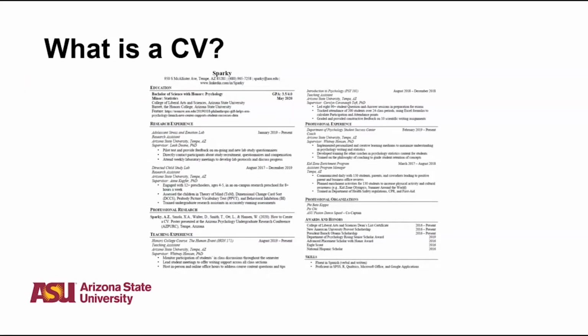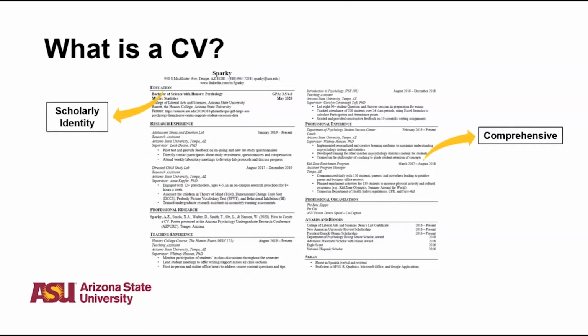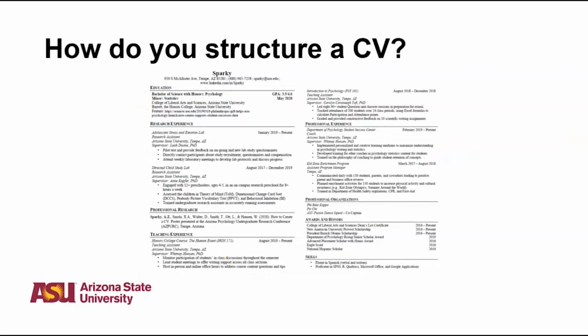So to start, what is a CV? So a CV is similar to a resume, but it is more comprehensive, including all relevant experiences. It conveys a scholarly identity, and it illustrates all of your relevant capabilities, such as teaching, research, or publishing. So there's a lot of information. How do we structure it all?